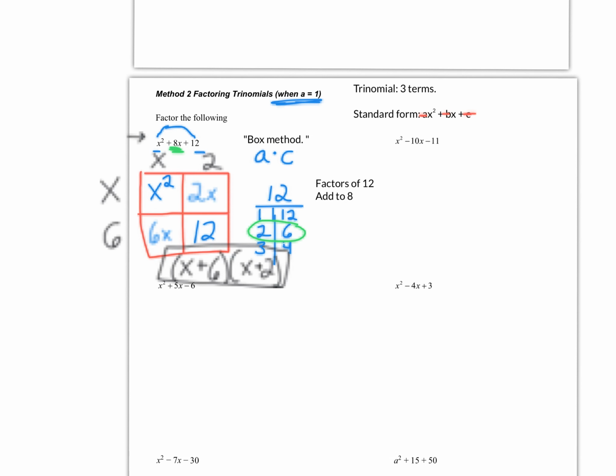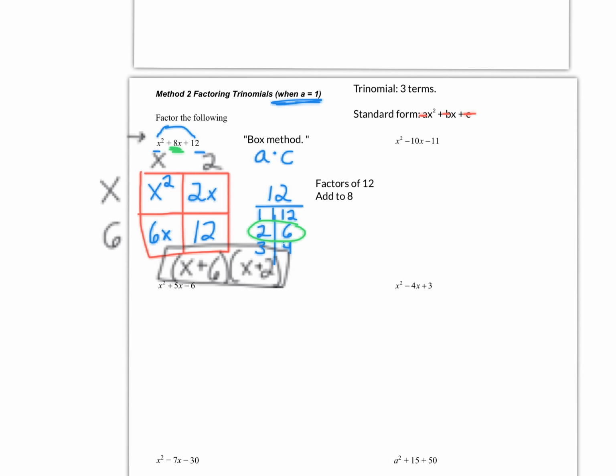That's what I put in these boxes. I'm going to split this up, this 8x, into 2x and 6x. Now, it doesn't matter which one goes where. It's all going to get taken care of in our next step. So I split the 8x up into the other two boxes, 2x and 6x.